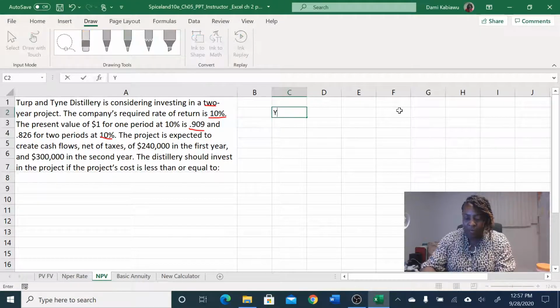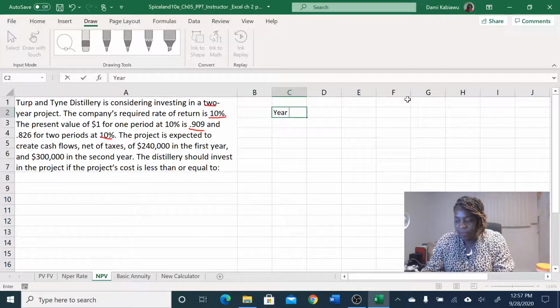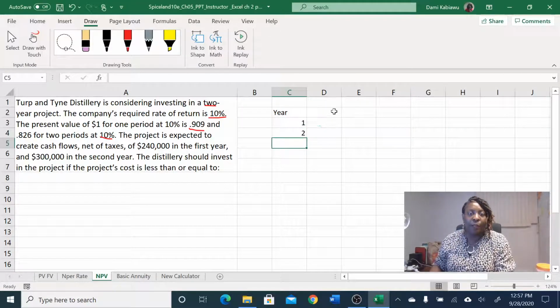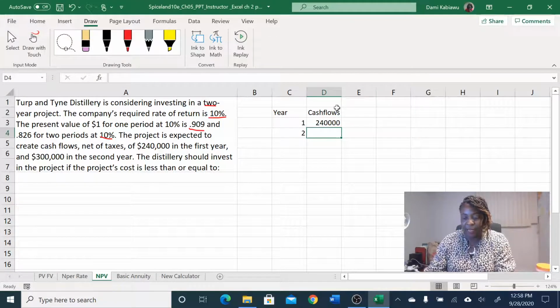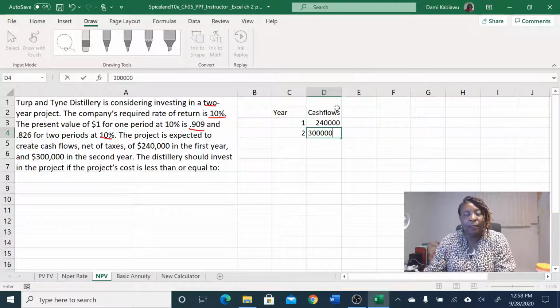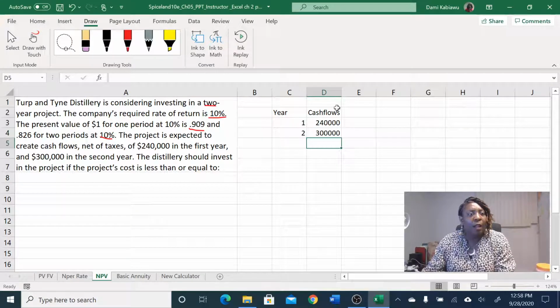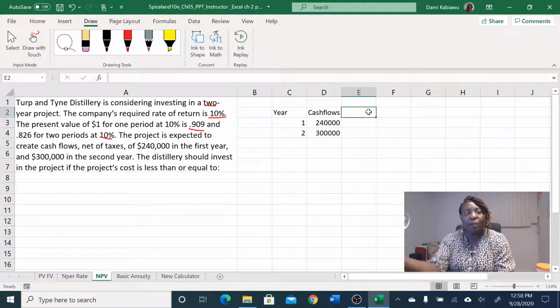We've got year 1 and 2. I'm going to put the cash flows. For the first year is 240,000. Second year is 300,000. We have additional information. It's totally surplus to requirements because in Excel we don't need it, but we'll use it for proof.